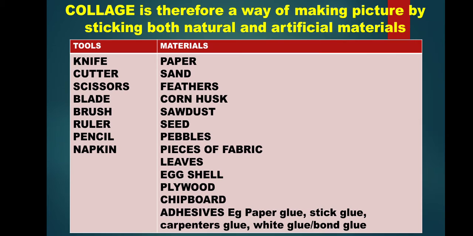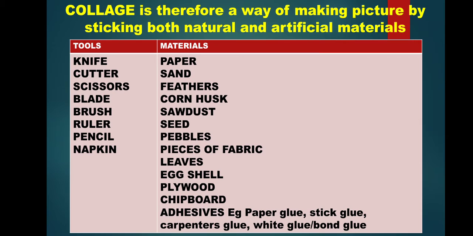Collage is therefore a way of making a picture by sticking both natural and artificial materials onto a supported surface. So once I have my natural materials and my artificial materials, I can blend these materials in order to produce my picture.